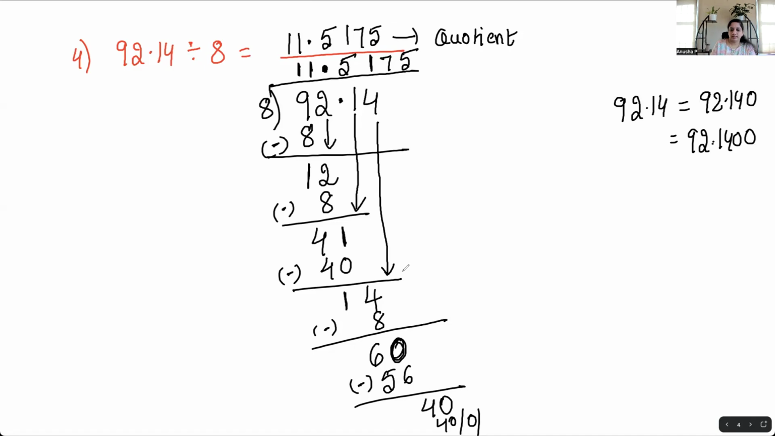Okay. In this case, we got a remainder 6 here. Let me show with the other color. We got a remainder 6 here. So we can't leave the remainder 6 in decimal division. And because of the decimal point here, we can bring another 0. Okay. So 8 times 7 is 56. So 60 minus 56 is 4. Again, we got a remainder. Because of the decimal point, we are bringing another 0 there. And 8 times 5 is 40. And the remainder is 0. So the answer is 11.5175. And that is called the coefficient.